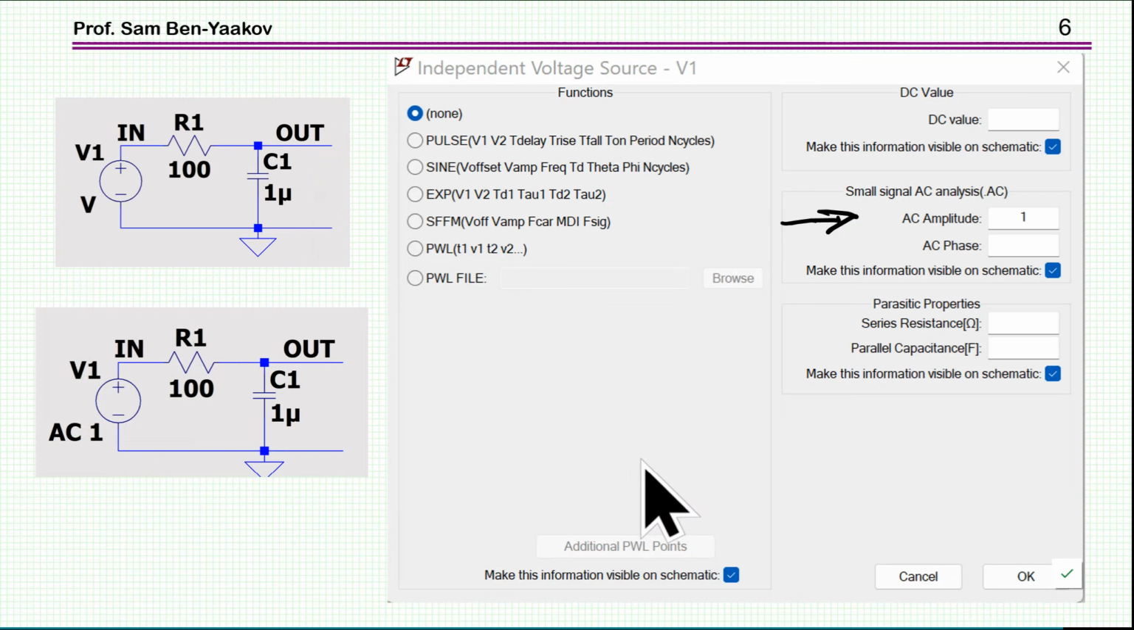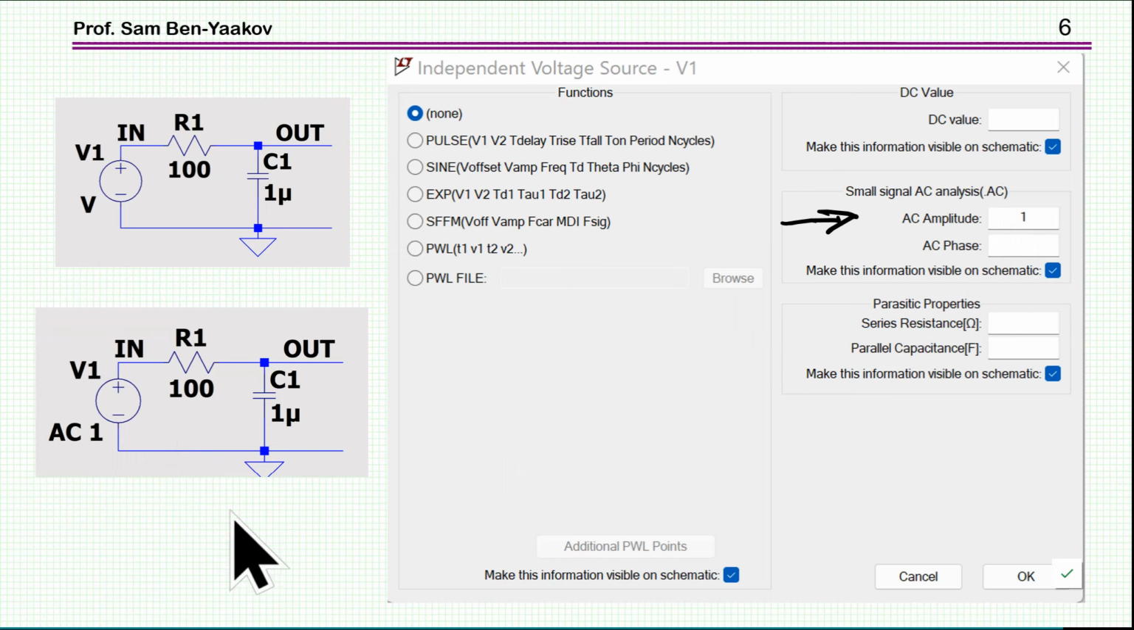Now, the way to do it in LTspice or in SPICE in general is you need to have a source which is specified for AC analysis. In LTspice, it's the same source, only that you define it as AC. Here it is. It could be pulse, it could be sinusoidal, it could be exponential. So for AC analysis, you have to define it as an AC source, and you have to set the amplitude. And here it's 1 volt.